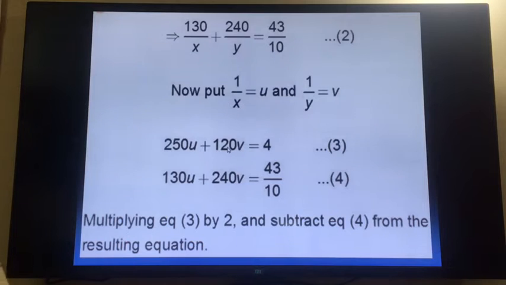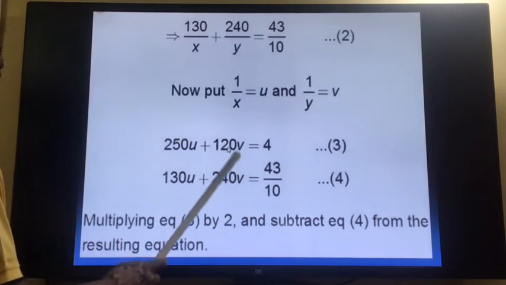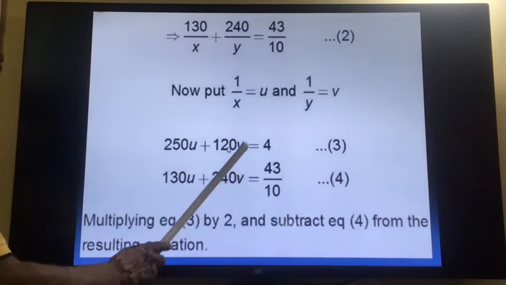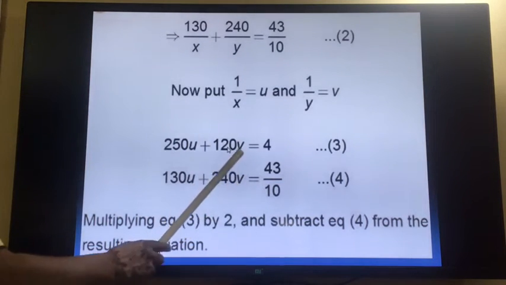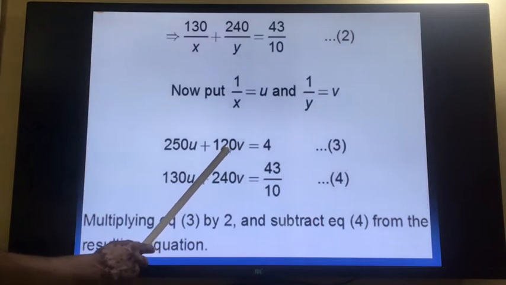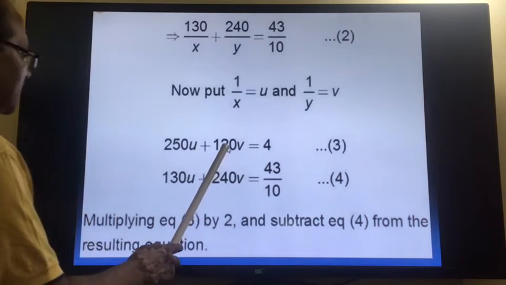So in this case, one more thing you can see, you can make the coefficients equal. So here multiply equation number 3. You are observing that in this case we are trying to make the coefficient of v equal. Here 240, here 120. So we observe 240 is double of 120. So what we are doing, we can multiply equation number 3 by 2.